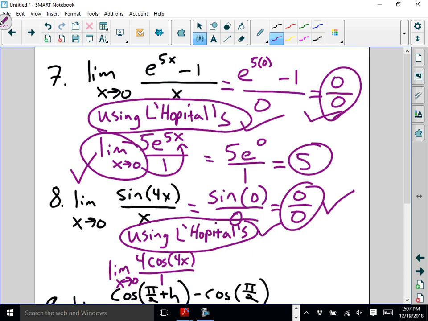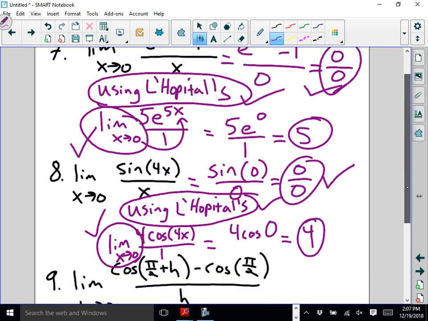Now, again, I'm going to plug in 0, and I'm going to get 4 cos 0 over 1. Cosine of 0 is 1. 4 times 1 is 4. Again, really make sure all three of those things are present every time you do this.